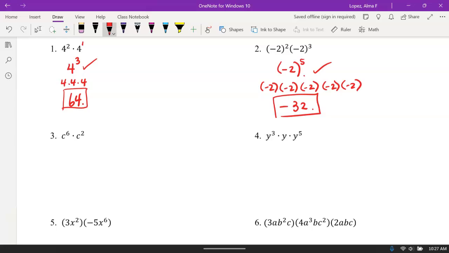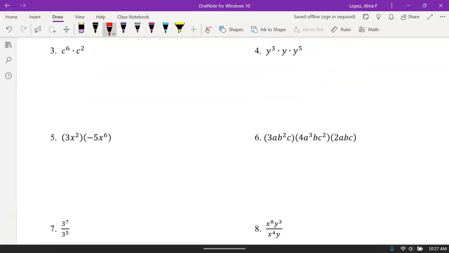Number 3 is also another like base problem. C to the 6 times c squared is going to be c to the, let's see, like bases, we add the exponents. So we get c to the 8th. On number 4, the only part I want to really point out here is that when you have a plain x, a plain y, a plain t, whatever it is, it's actually got a little exponent of 1. So if you have 3 y's that are being multiplied together, there's still just a like base problem. Like bases, we add the exponents. So 3 plus 1 plus 5 is 9.